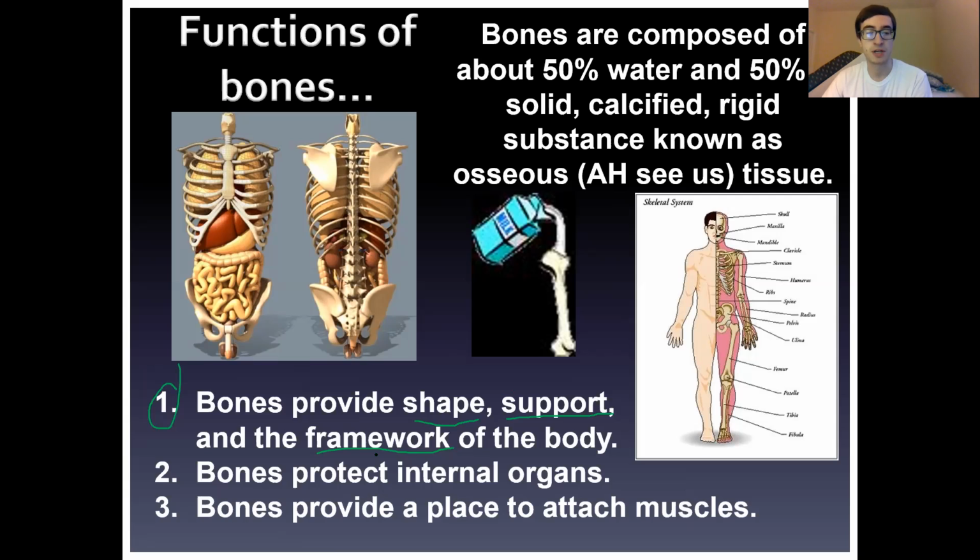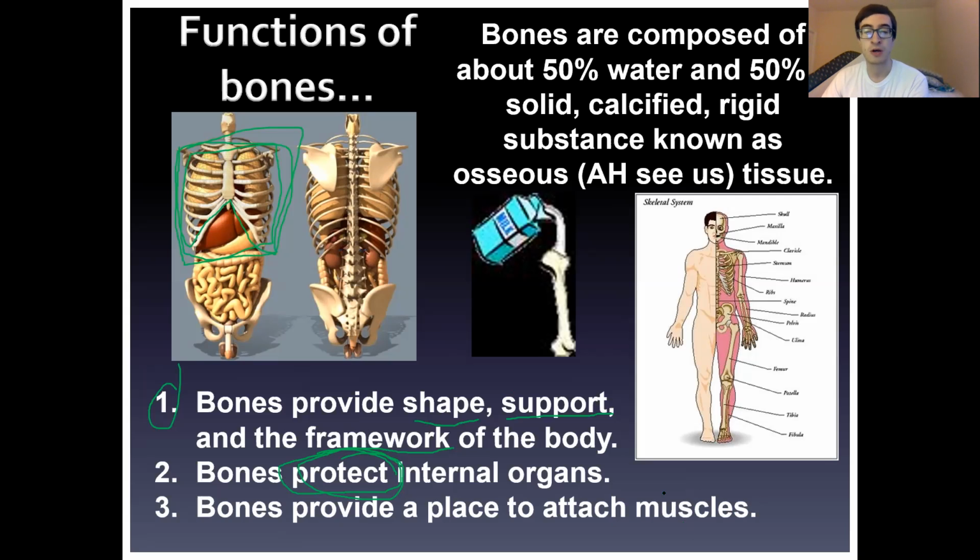Bones also provide protection for our internal organs. So our organs, kidney and liver and stomach and stuff like that, they're all very squishy and fairly easy to damage. So we have these bones, like the rib cage right up here, that covers up and helps to protect them. So the bones are really hard and really difficult to break. It takes a lot of force in order to break a bone. And so they provide some protection from these internal organs getting damaged by the outside world.